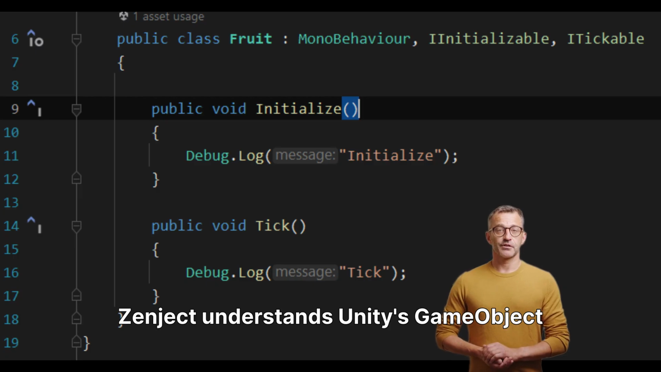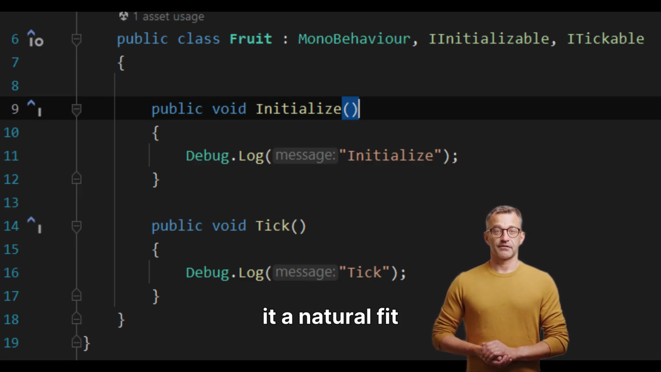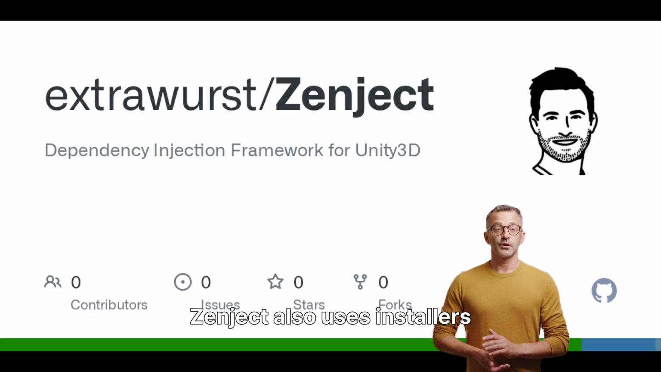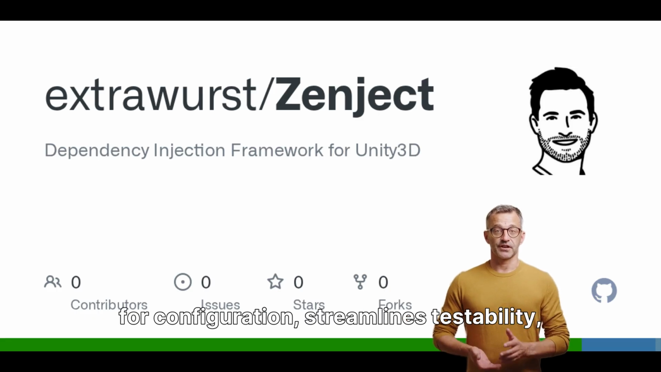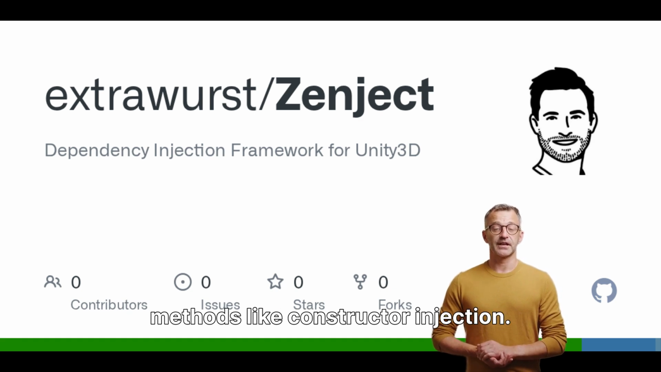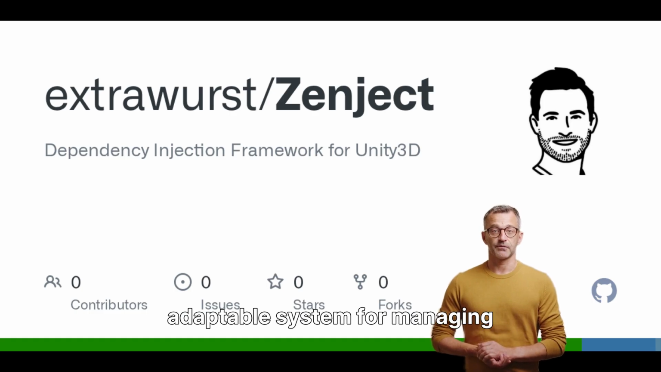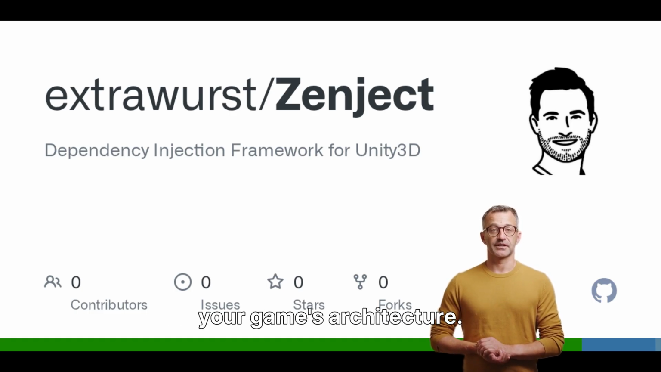Zinject understands Unity's GameObject and MonoBehaviour lifecycle, making it a natural fit for game projects. Zinject also uses installers for configuration, streamlines testability, and offers flexible injection methods like constructor injection. These features combine to provide a powerful and adaptable system for managing your game's architecture.